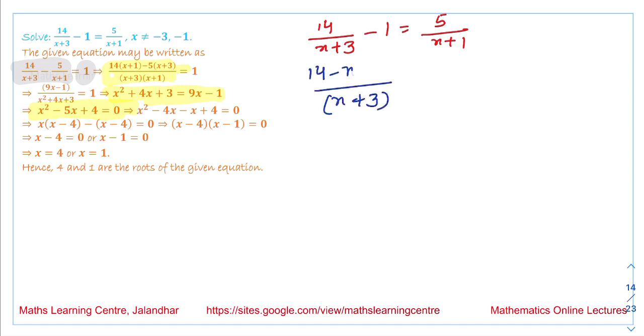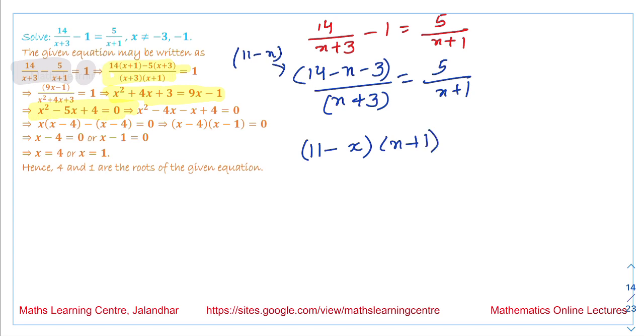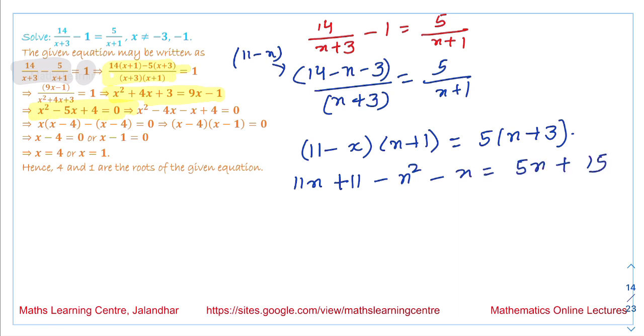This will be (14 - x - 3)/(x + 3) = 5/(x + 1). This term, when you calculate, is (11 - x). Now you cross multiply it. It is (11 - x)(x + 1), that is equal to 5(x + 3). So it is 11x + 11 - x² - x = 5x + 15. So if we shift these terms to this side, what we get is 5x - 11x.